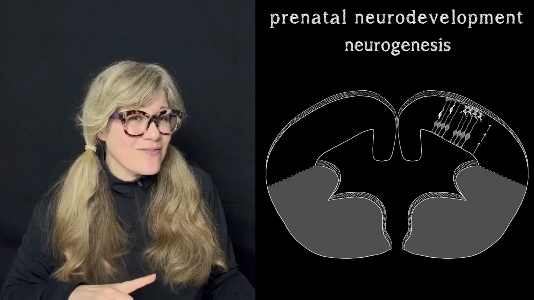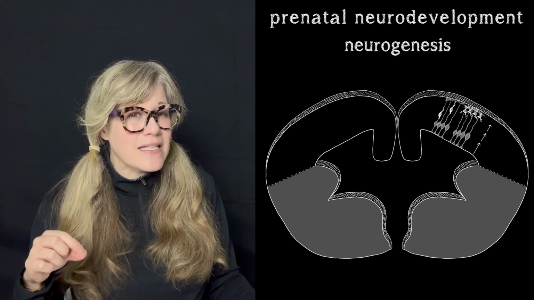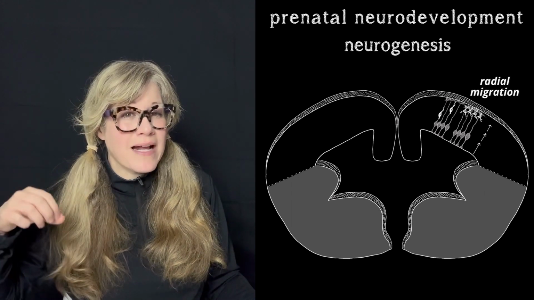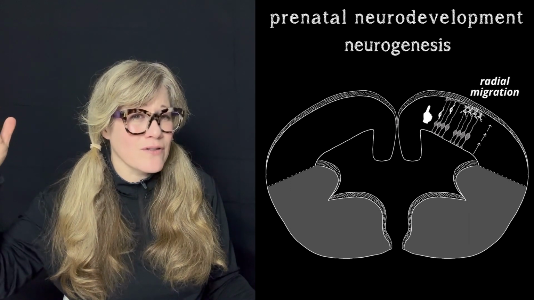And in the telencephalon, cells will migrate in a specific way, and that way is called radial migration. And that is when cells migrate directly away from the ventricular zone in a fairly straight path towards the peel surface.